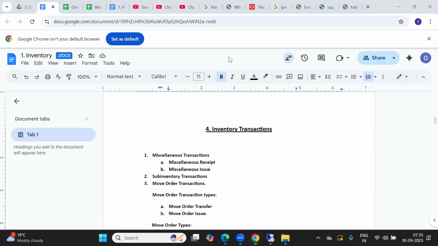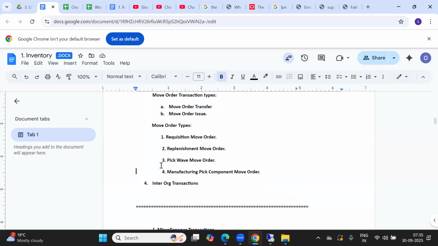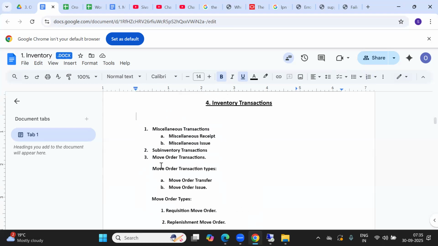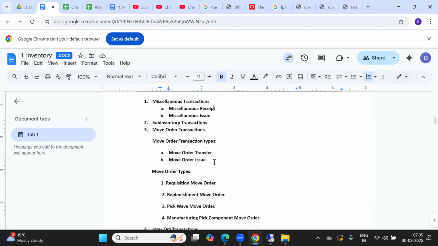Basically, we have internal movement transactions like inventory transactions. We have around four types of transactions: miscellaneous transactions, sub-inventory transactions, move order transactions, and interact transactions. And under these transactions, you will again have sub-transactions.